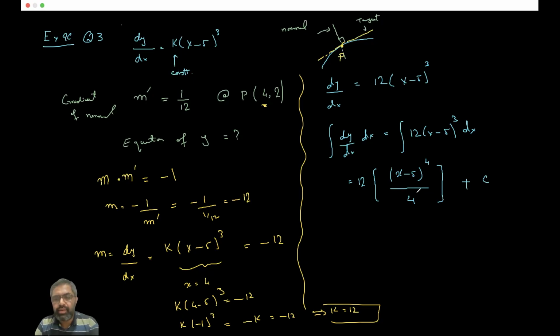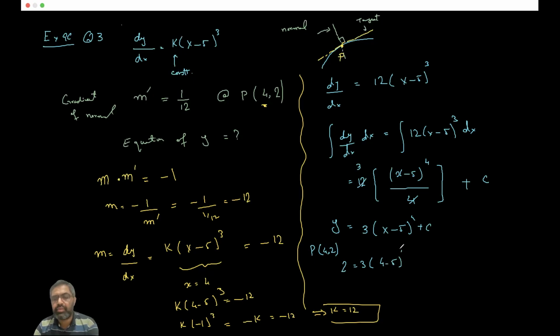So we can cancel 4 and 12, and we get 3 over here. So we got this expression from integration: 3(x minus 5) raised to power 4 plus c. This is the equation for y. We need to find out the value of c. So we have the point P (4, 2). We plug in the values of x and y over here to find the value of c. So y is 2 and x is 4.